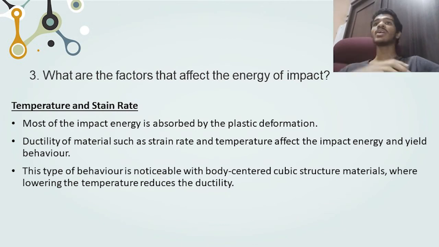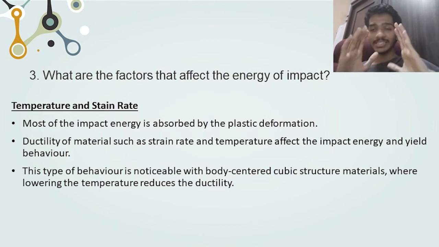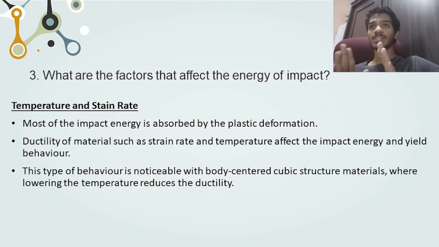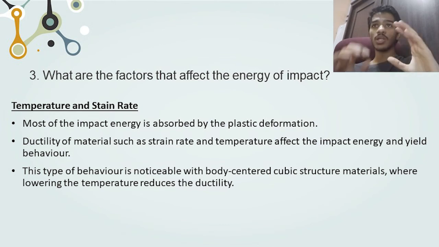Number 3. What are the factors that affect the energy of impact? Temperature and strain rate. Most of the impact energy is absorbed by plastic deformation. Ductility of materials, such as strain rate and temperature, affect the impact energy and the yield behavior of the specimen. This type of behavior is noticeable with body-centered cubic structure materials, where lowering the temperature reduces the ductility of the specimen.